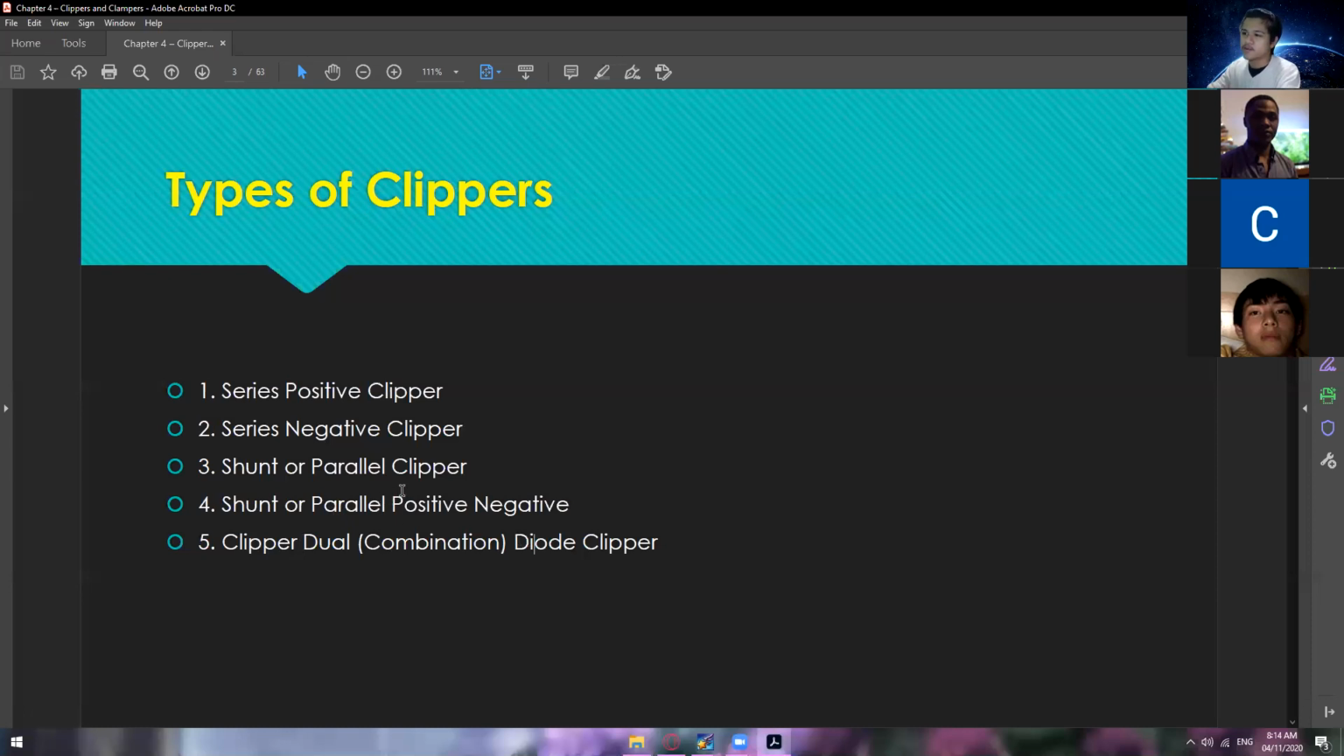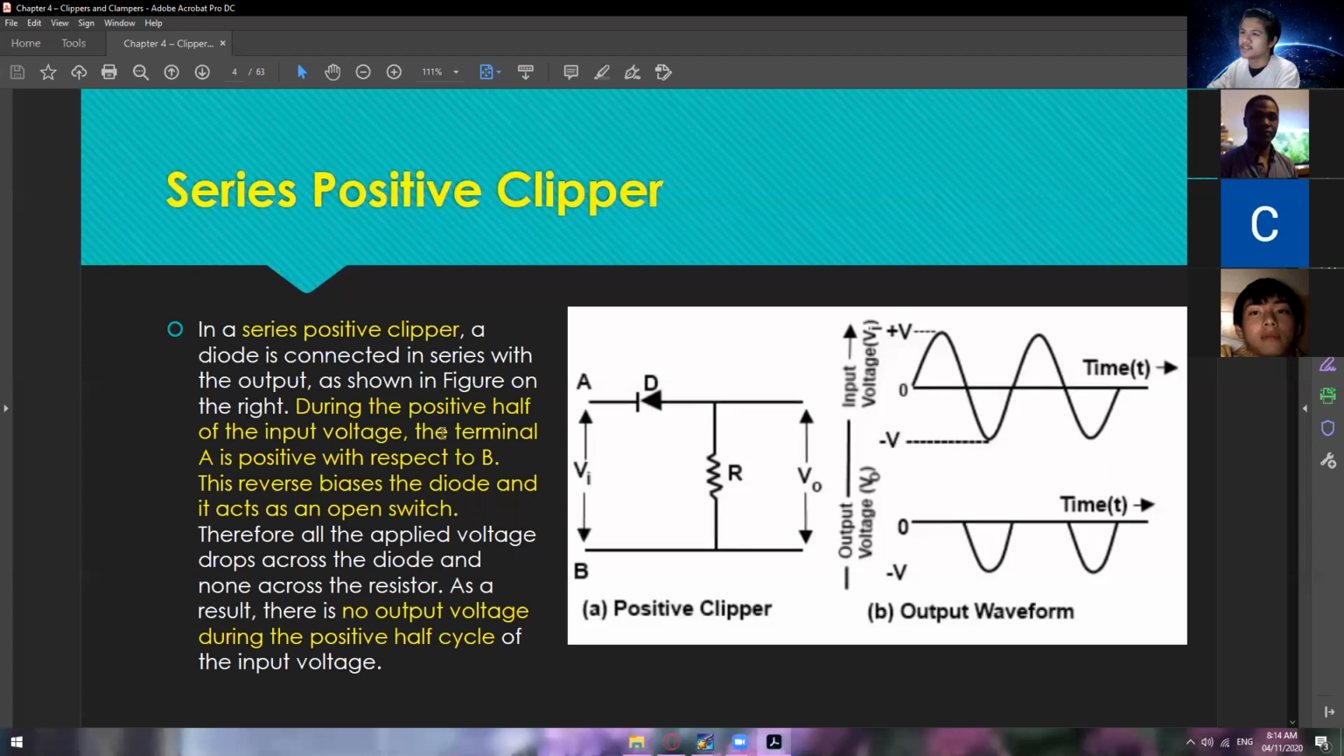Okay, so first and foremost, the series positive clipper. From the word itself, it is clipping the positive side. In a series positive clipper, a diode is connected in series with the output as shown in the figure on the right side. During the positive half of the input voltage, the terminal A is positive with respect to B. So this reverse biases the diode and it acts as an open switch.